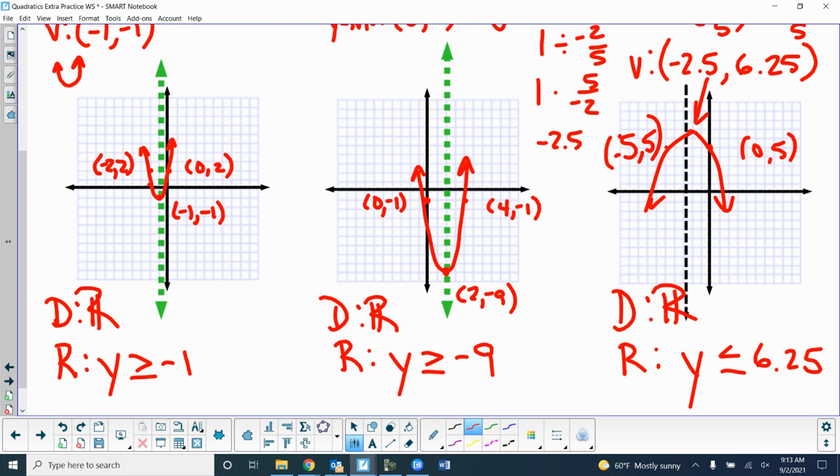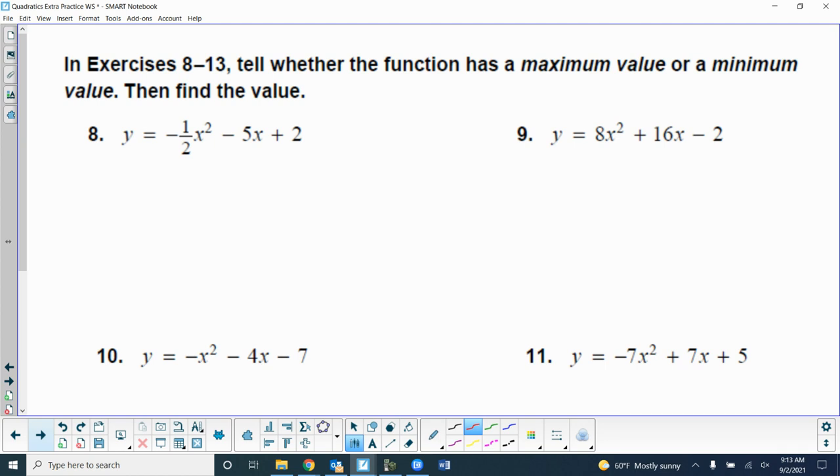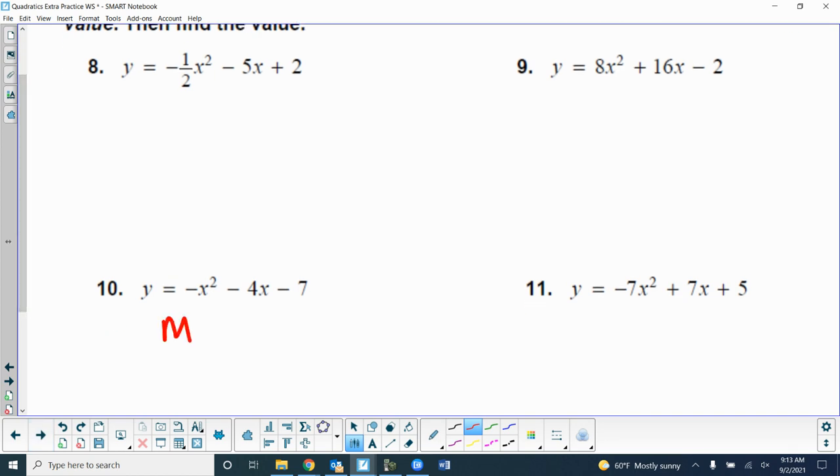All right, so back to number 8. It's a max. What did you say it was, Spencer? Y is less than or equal to 14.5. Right, you can just tell me 14.5 then, but it would have been less than or equal to. Number 9, Brooke. Max or min? And what is the minimum value? -10. Good. Number 10, Nolan. Max or min? Max. What is the value? -1. Close.